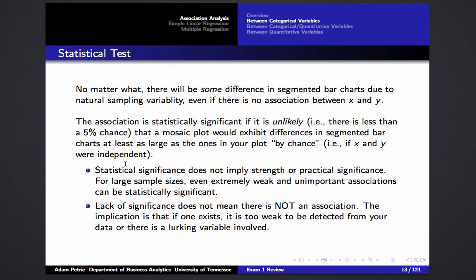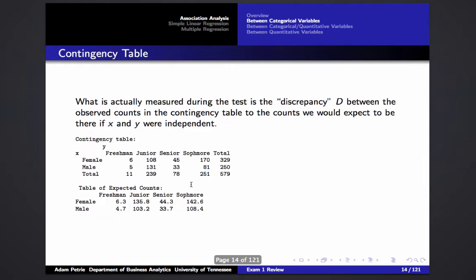So statistical significance just means it's unlikely for chance variation to produce differences in the mosaic plot like what you observed, but it doesn't say if those differences are large at all. And likewise, if we do not find a statistically significant relationship, that doesn't mean there isn't an association going on. It just means that whatever association exists must be too weak to have been detected from your data, or maybe there's a lurking variable involved that's suppressing the association, leaving you unable to detect it.